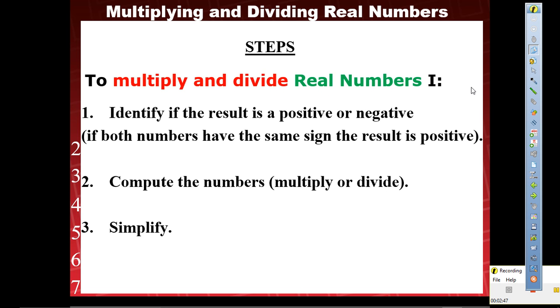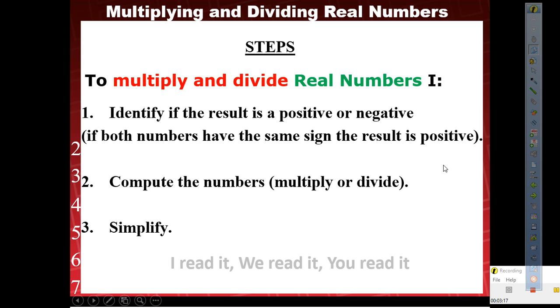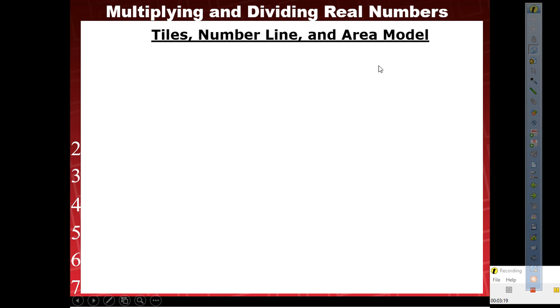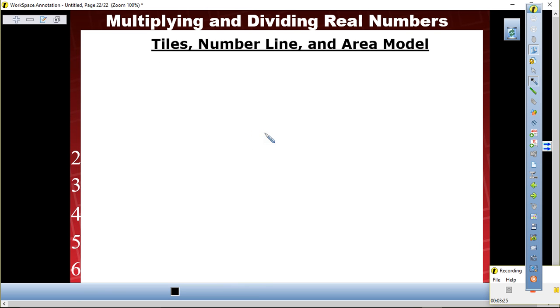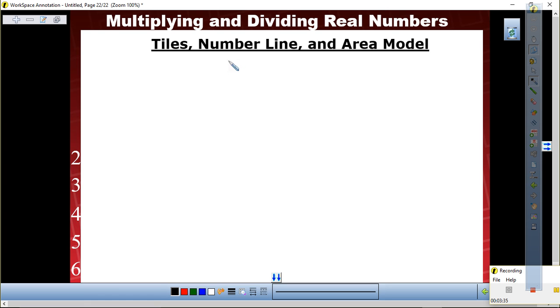Okay? So before we move on, let me show you really quick what multiplication looks like using tiles, number line, and area model. So copy this down, please. You need to turn your paper to the back, right? I want you to write tiles, number line, and area model. And we're going to show 3 in parentheses for multiplication times negative 2.